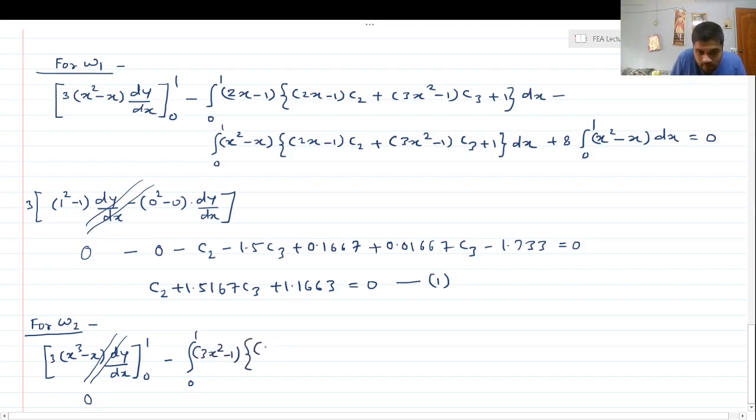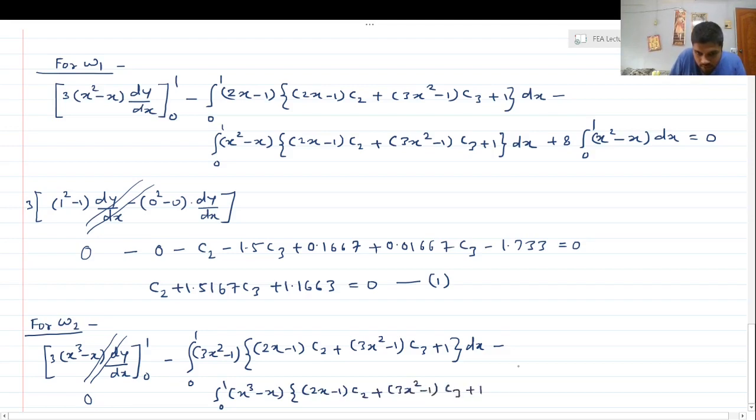Inside the bracket, it is the dy by dx term. So (2x minus 1) c2 plus (3x square minus 1) c3 plus 1, dx, minus integral 0 to 1 of (x cube minus x) multiplied by ((2x minus 1) c2 plus (3x square minus 1) c3 plus 1) dx, plus 8 into integral 0 to 1 of (x cube minus x) dx equal to 0.